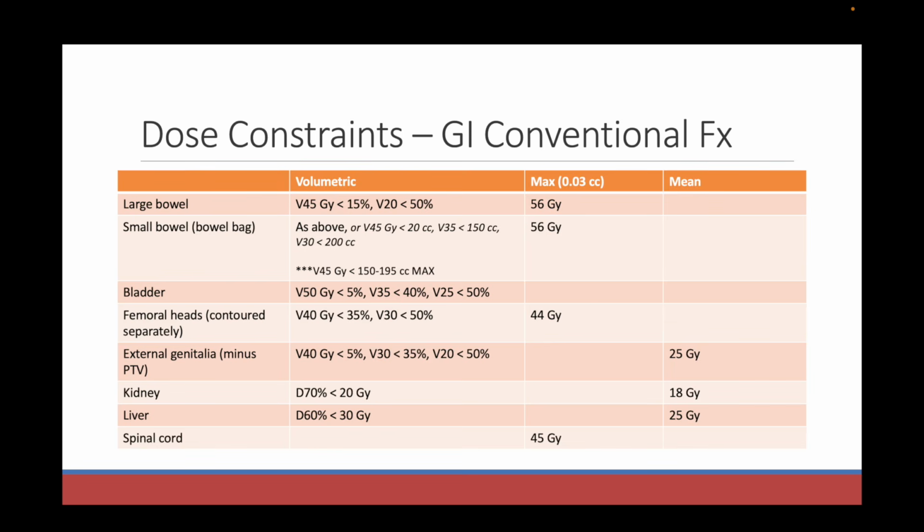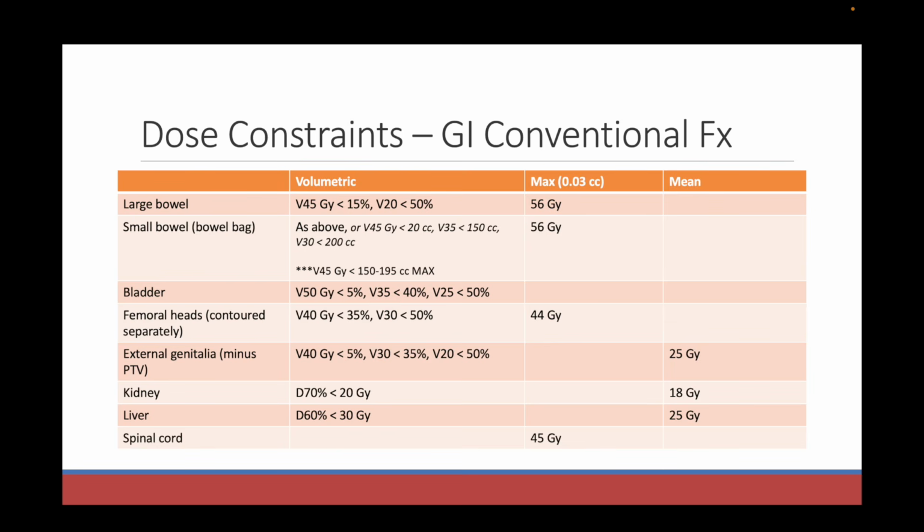Kidneys, you want to keep your mean less than 18 gray, and you want to keep the dose to 70% less than 20 gray. Liver, you want to try to keep your mean less than 25 gray, and you want to try to keep your dose to 60% less than 30 gray. So of all this, if you're going to remember anything for the GI, stomach, small bowel, these are the things that tend to be most sensitive to radiation. So keep in mind a max dose of 56 gray.